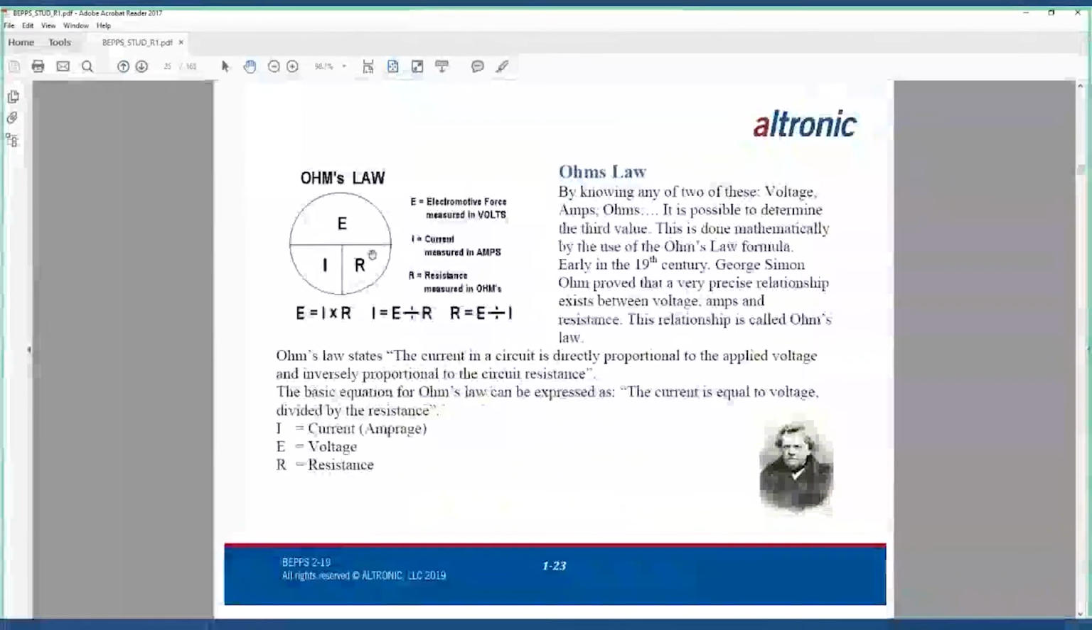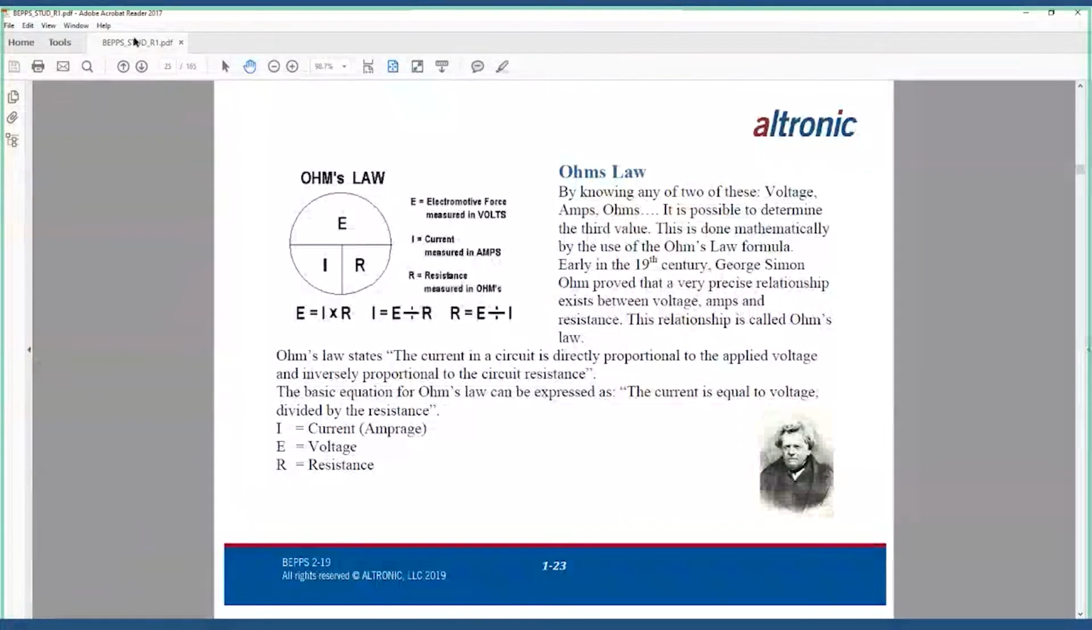Give you a quick review of Ohm's law. E over I equals R. So again, if we're trying to find our voltage, E will equal I, our amperage, times R, our resistance. If we're trying to find our amperage, I equals E, voltage, divided by R, our resistance. And if we're trying to find the resistance, R is equal to E, our voltage, divided by I, our amperage. And this works in all cases pretty close, actually.